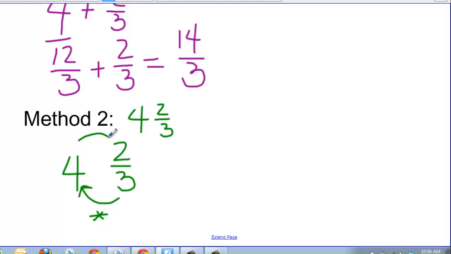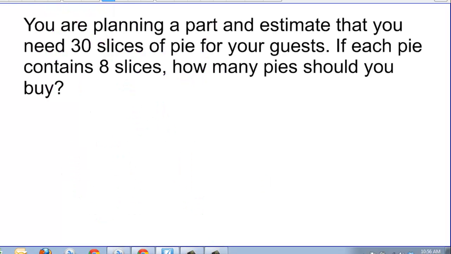And then I'm going to add 2 to that. Sorry, that's not very nice. There we go. I'm going to add 2 to that and then keep my denominator. So I'm going to do 4 times 3 is 12, plus 2 is 14, and put that all over 3. And that's probably the method that you're more familiar with seeing as far as changing a mixed number to an improper fraction. If I want to change an improper fraction back to a mixed number, here's an example of a problem where I would need to do that.